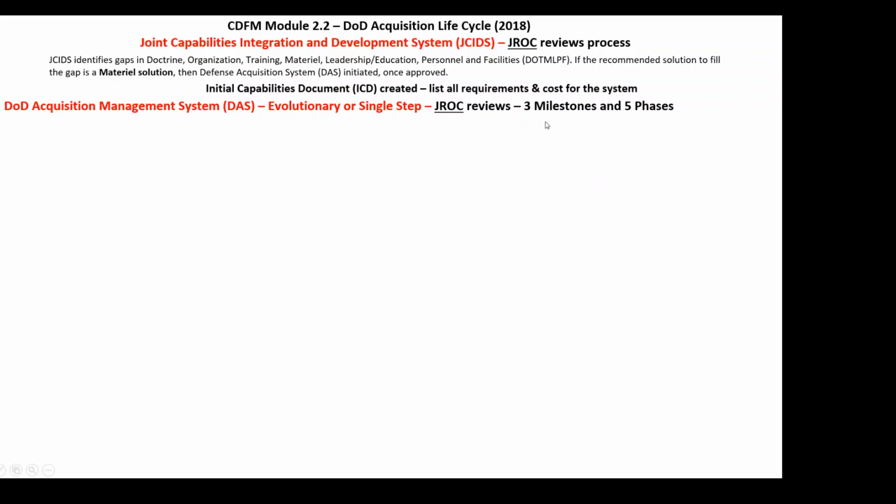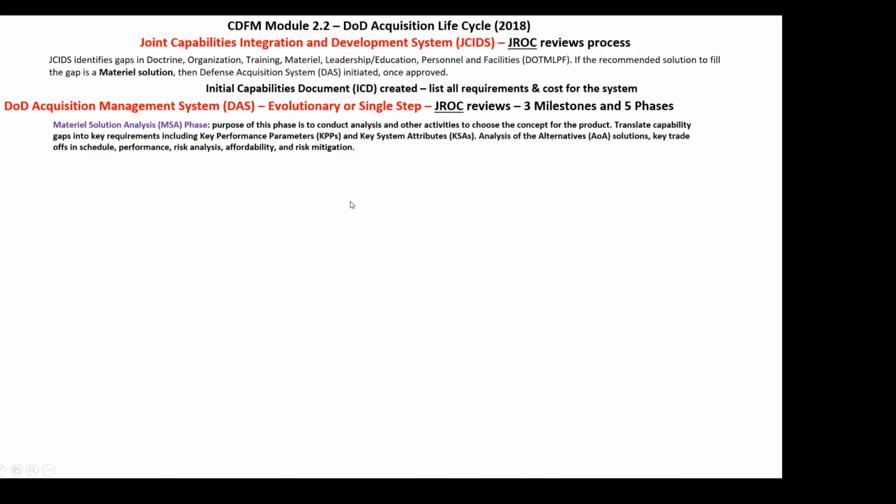So there are three milestones and five phases that we're going to discuss. Phase one is the materiel solution analysis. Now we receive the ICD, same document here, that tells us what we need, and we go into our first phase. The purpose of this phase is to conduct analysis and other activities to choose the concept of the product. We need detailed information on the requirements, the concept, the structure, and the maintenance of this product that we need to develop.